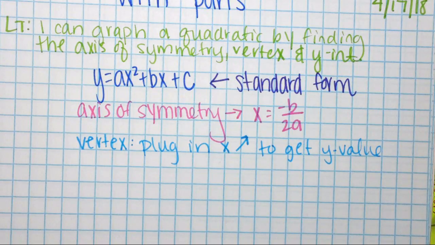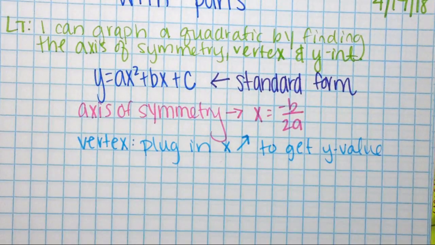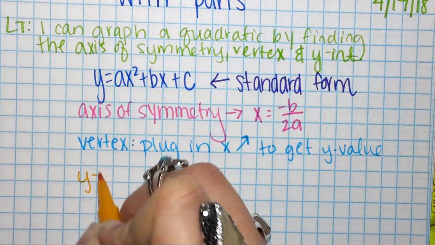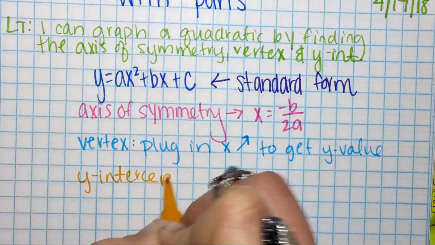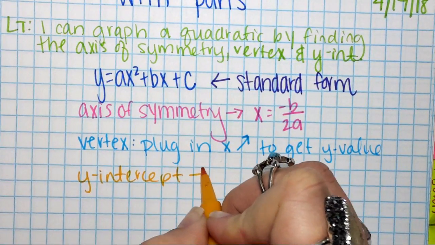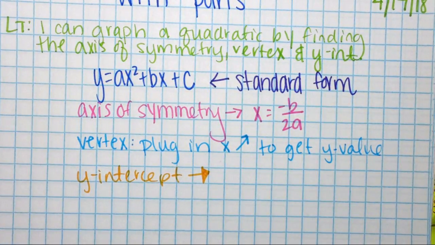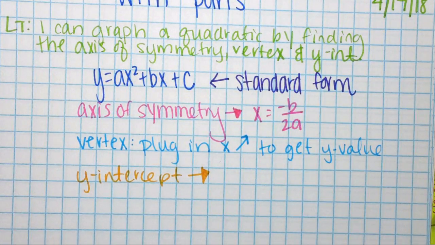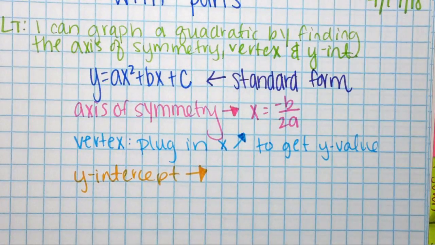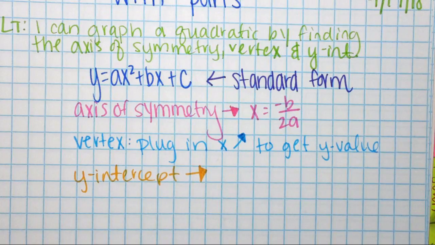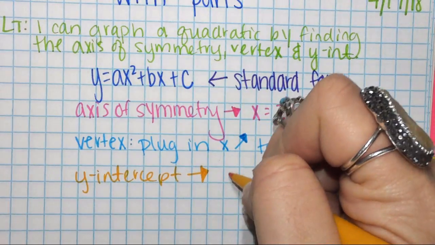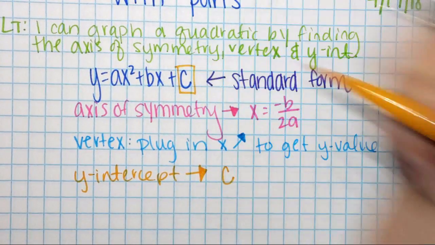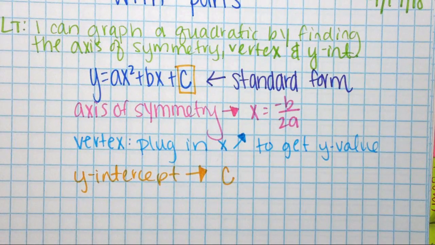And then the final thing is what? What else are we graphing? The y-intercept. Take a point. And how do we find the y-intercept? We wrote that down yesterday. It's a specific part of our standard form. C. Good. Take a point. So it's whatever your constant is.